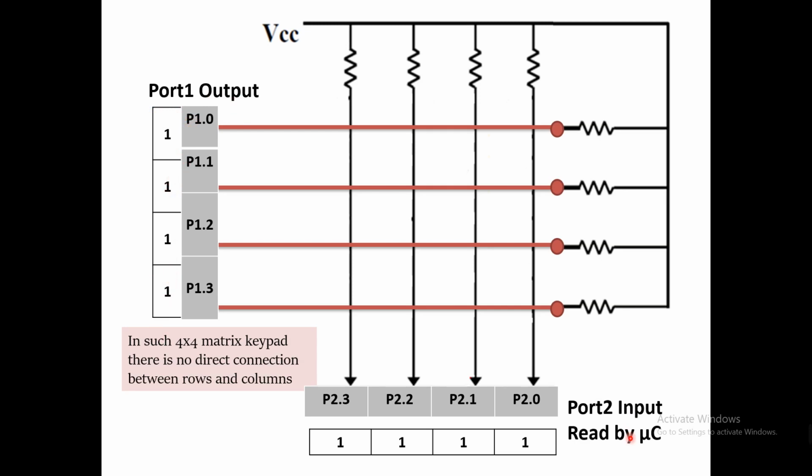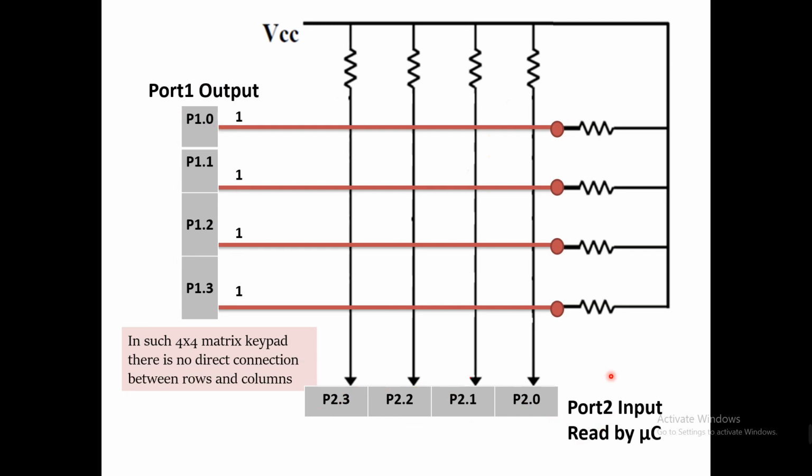In order to understand this one, be careful. What is the input port? Input port means we can read the value at this point. What is the output port? The microcontroller can send value 1 or 0 at this port. We will not read this value. So this is the difference between the output port and the input port. Let's move ahead.